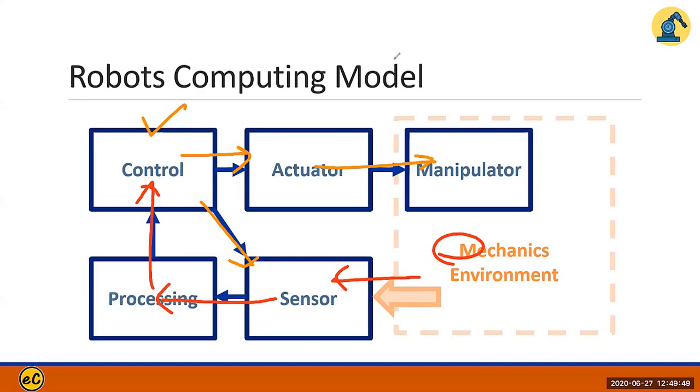So this is the computational model. Even though some robots will have different models, we will base on this model to explain how kinematics is related to a robot. The most important part right here would be the manipulator, and we will talk about it right here using the kinematic diagram.